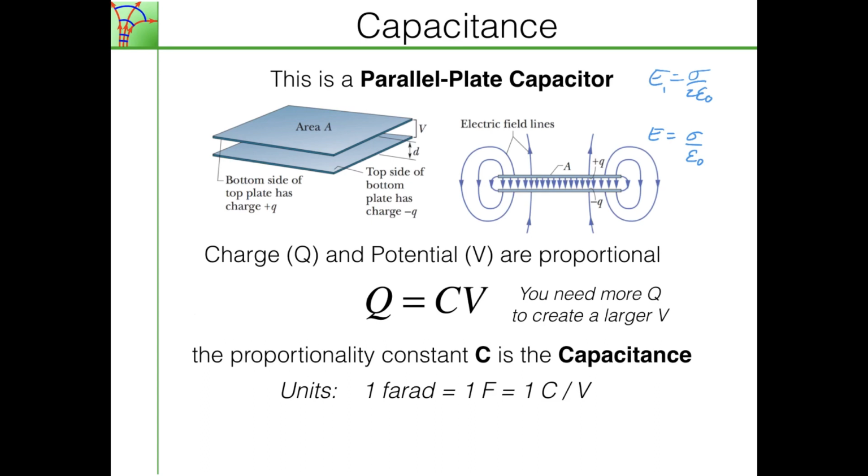Now, how do we define the capacitance of a capacitor? Capacitance is a measure of how strong a capacitor it is. Well, one way to do it is to say that the charge on either side, Q, is equal to C times V. This is a measure of how well this thing can store charge.